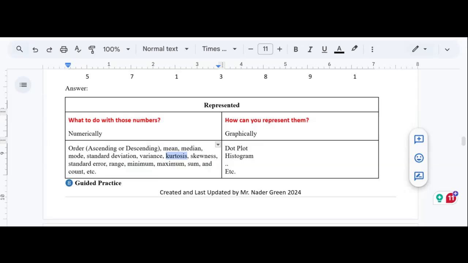Okay, how can I represent the graph, those numbers? I can represent them graphically. I can use what? And there are other ways to graph it. Is this clear? By graph, you can use that, okay?